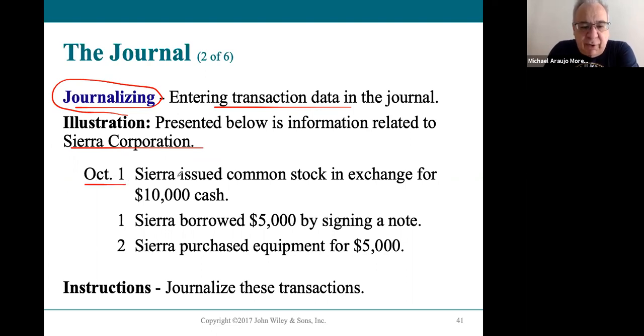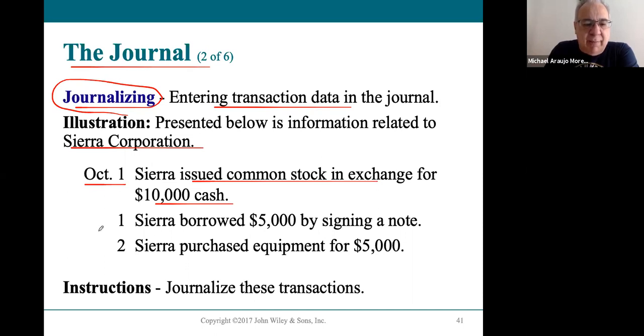So on October the 1st, they issued common stock in exchange for cash. Now, you know what we did in Objective 1, right? We analyzed this. We said we had more cash, we had more common stock. Objective 2 forced us to say, okay, how do we save more cash? Where do we put that $10,000? In the cash account, it goes on the left or the debit side. In the common stock account, it goes on the right side or the credit side. So you've done all the heavy work in that. Learning objective 3 is simply writing it into the journal, as you're going to see.